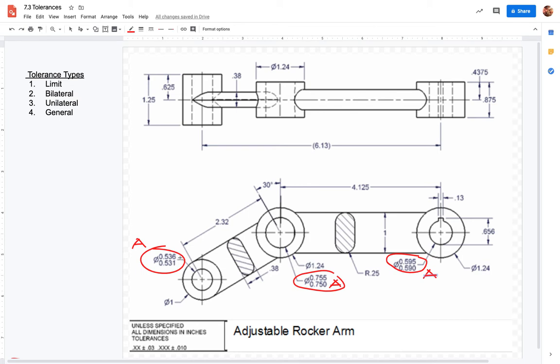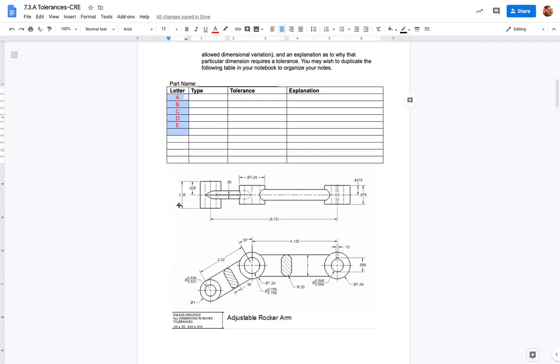So the upper limit in this dimension here is 0.536. The lower limit is 0.531. So first of all, we identify that as a limit dimension. And the tolerance for each of those three is 0.005. And the explanation is upper limit minus lower limit. That's basically the explanation of how we arrive at the tolerance for a limit dimension.